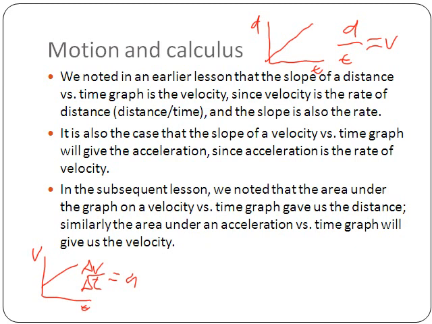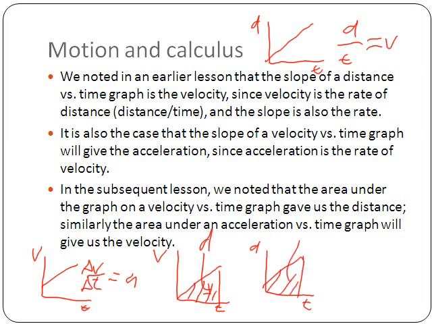Moving on here. Now in the lesson after that, we also said that if you look at the area underneath the graph on a velocity versus time graph, that will give you the distance. If you have some graph right here, and this is velocity versus time, and you find the area underneath that graph, that area right in there is going to be the distance. It also is true that if you have an acceleration versus time graph, and you look at the area underneath that graph, that area is going to be the velocity. We haven't really proven it yet, but this is what we know for right here.